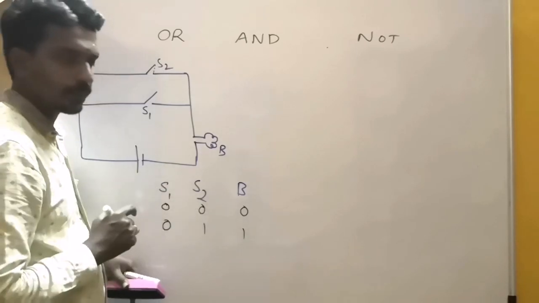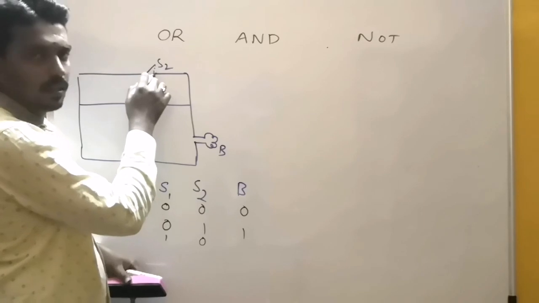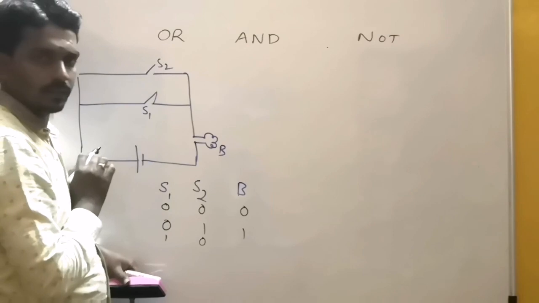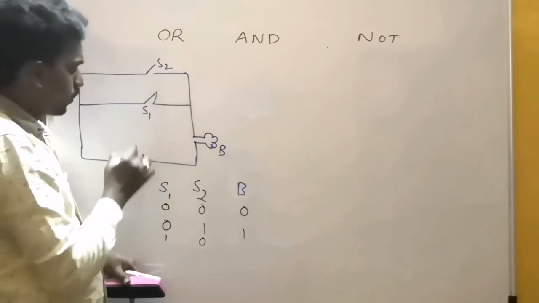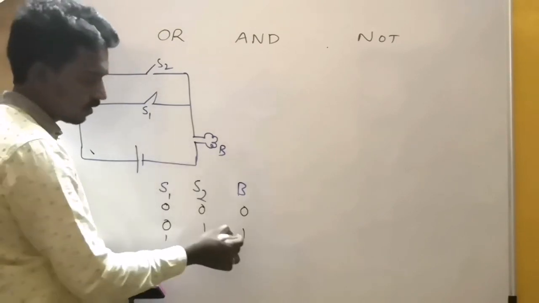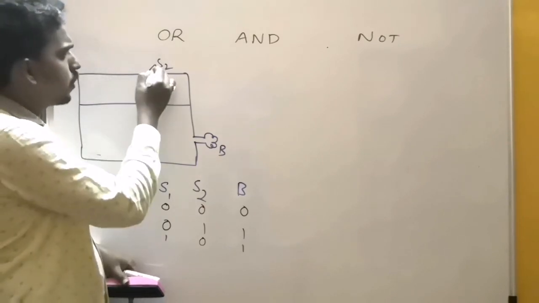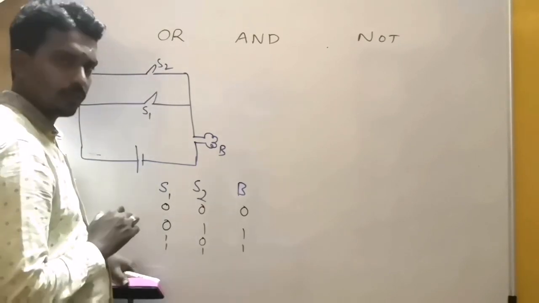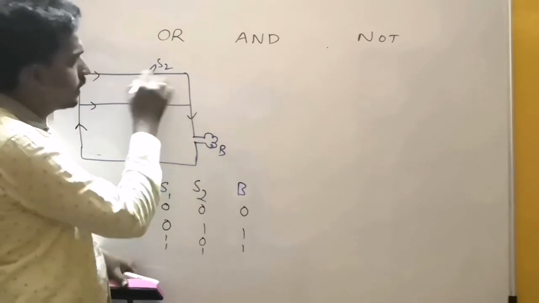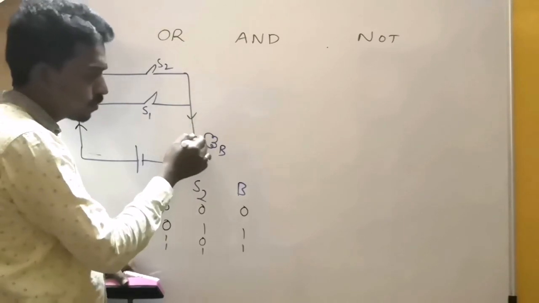So output is 1. Now similarly 1, 0, here it is open. Now it is connected. So here it is not closed, but here it is closed. Still current will flow through the bulb, and you can get the output. Now you close both the switches. So 1, 1. Then current will pass through here, it will divide here and again combine here. You have studied this in current electricity. So again current passes through the bulb.